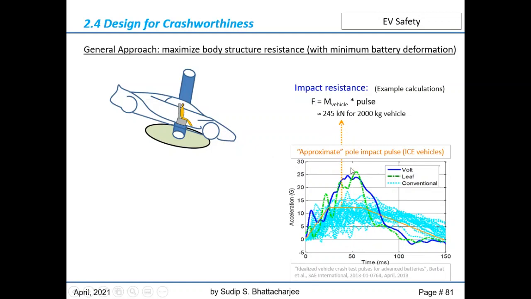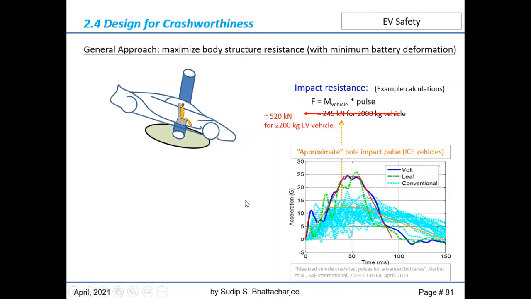Now if you compare that design against an older or earlier generation of electric vehicle, the Bolt, that was also tested, and the test data is available in the public domain, which has been included in this literature, that dark blue line is representing that measured response. If I look into that pulse multiplied by the approximate mass of the test vehicle, that delivered a resistance of 520 kilonewton. That is more than double that of a conventional vehicle.